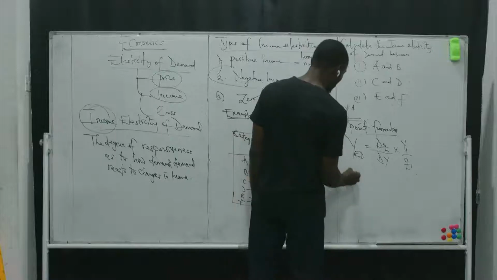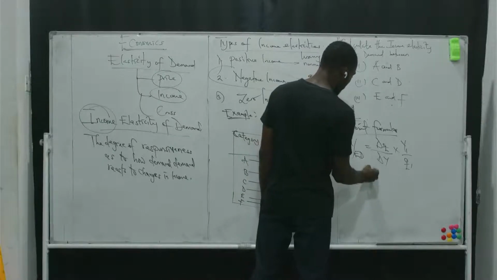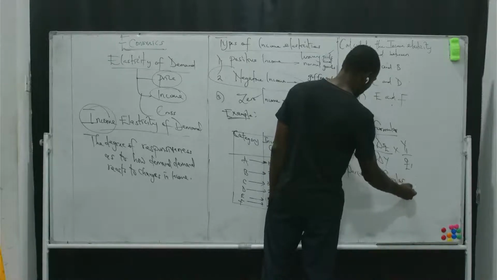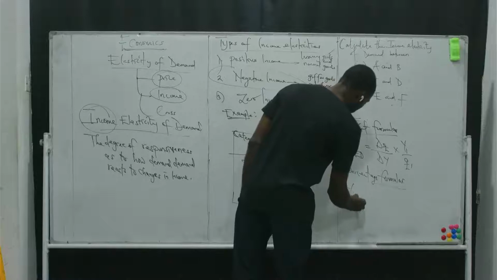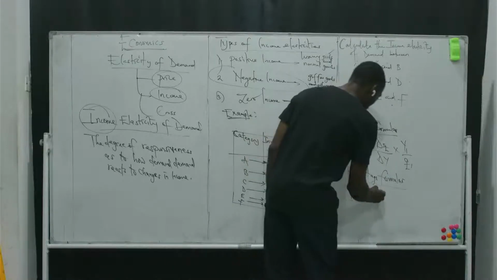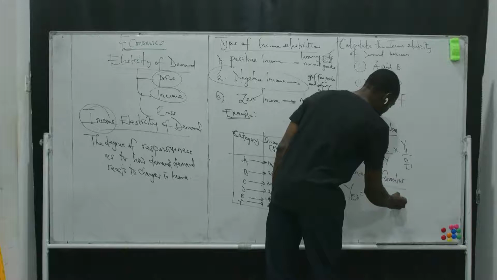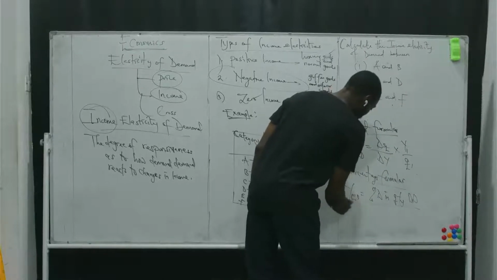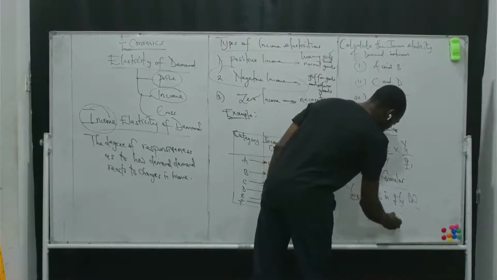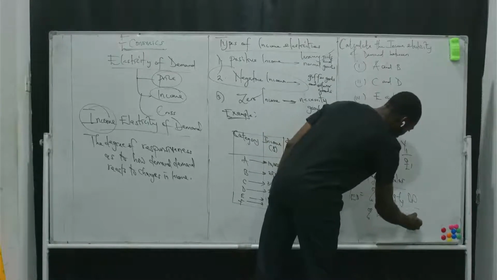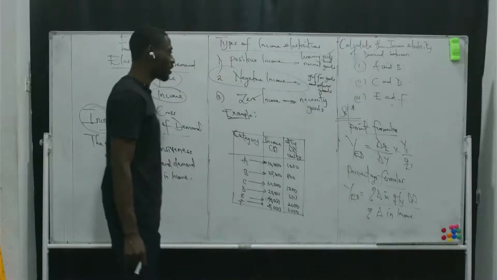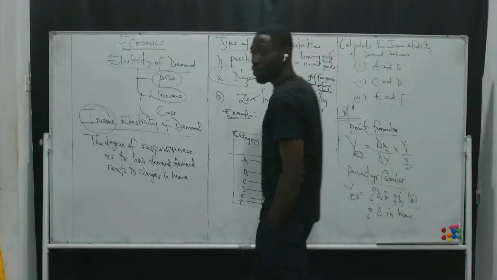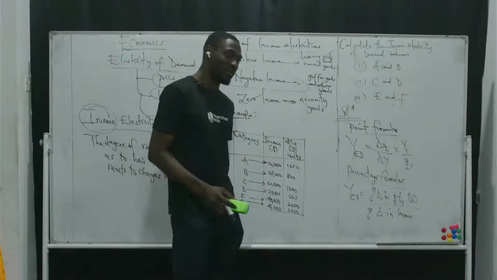Now, for my percentage formula, I'm going to have YED equals percentage change in quantity demanded divided by percentage change in income. All right. So these are the two formulas we have, though we have another formula which we call the ARC formula.